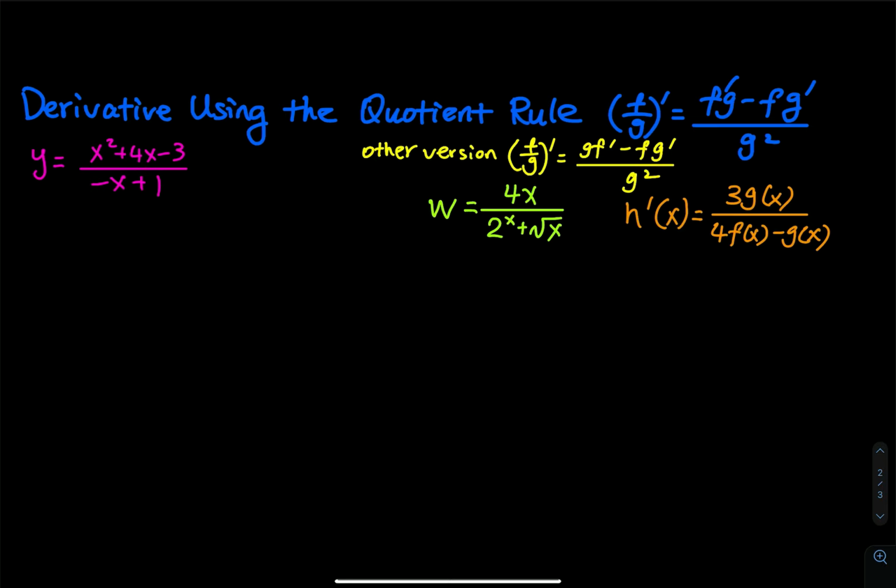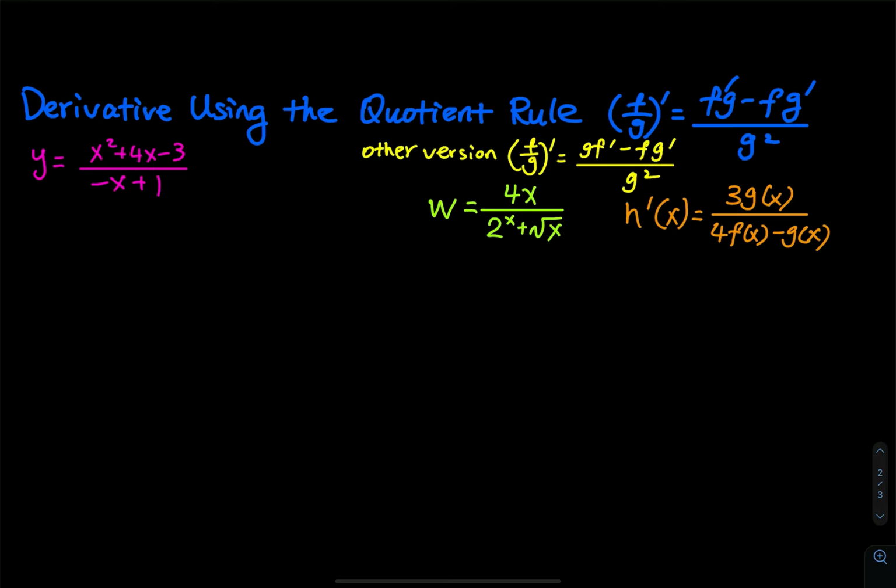Taking derivative using the quotient rule. The quotient rule is (f over g) prime. So we are taking the derivative of this quotient, that is equal to f prime g minus f g prime, but first come first serve, we take the derivative of f and then we take the derivative of g. We have the whole thing divided by g squared.